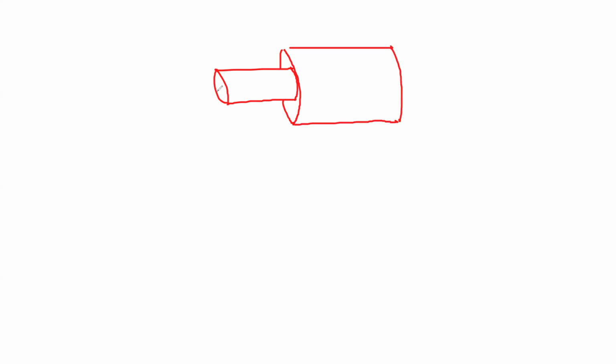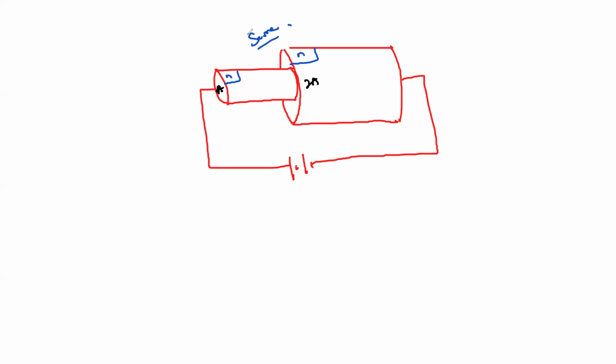If we have two wires, which have different cross-sectional areas, connected to each other with the same supply in series. The area of this one is A, the area of the second one is 2A. And they are made of the same material. If they are made of the same material, n will be the same for both of them.